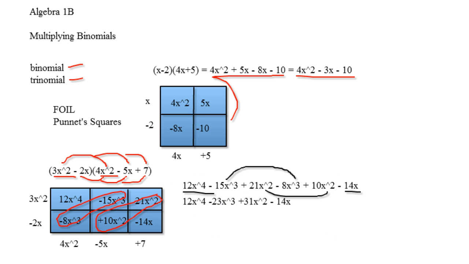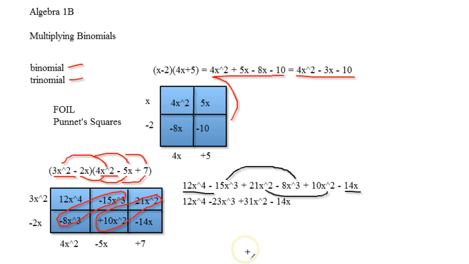Okay. Alright, so now when working on this stuff, just take your time. Take your time, and double check your work. Okay? Please take your time. I strongly recommend Punnett squares, but if you like FOIL, feel free to use that too. Okay? Alright, that's it for multiplying binomials and trinomials.